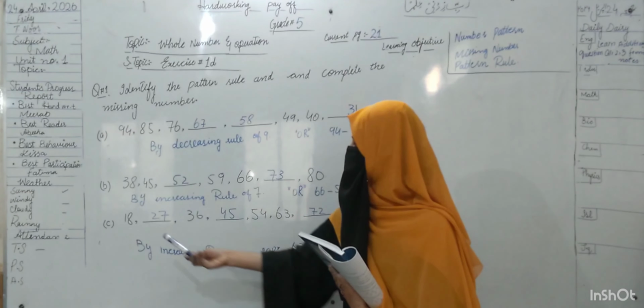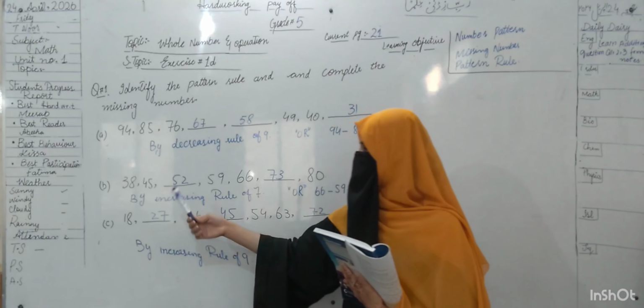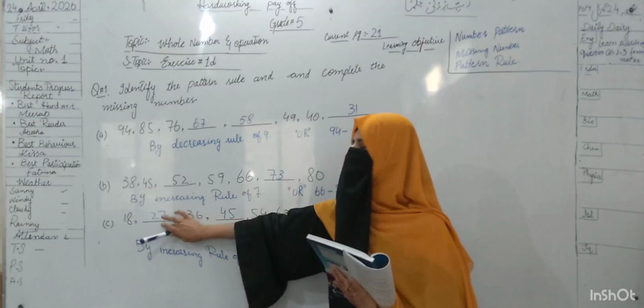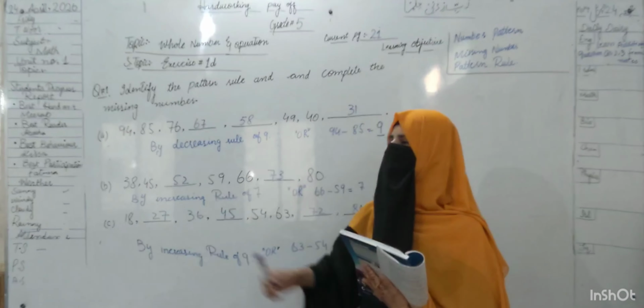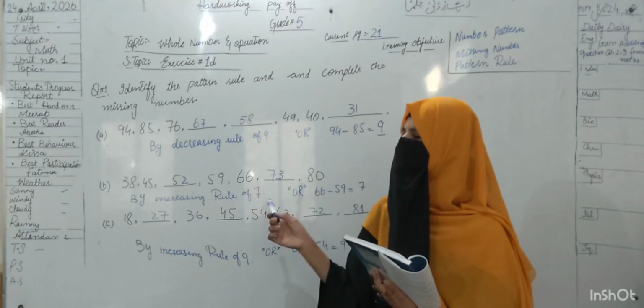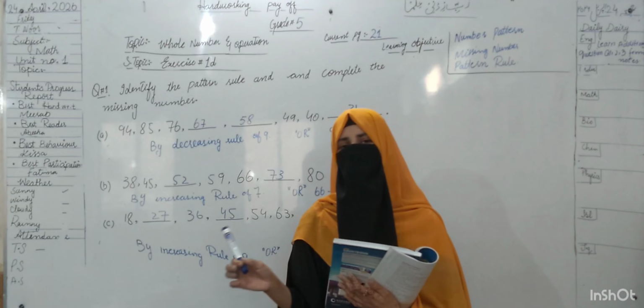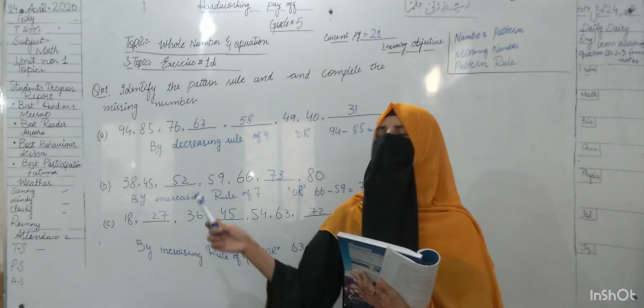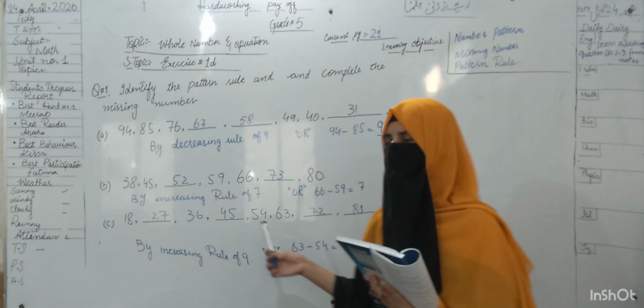Look at question number C. They say to find out its rule. Students, look, the number is 18. It is a fill in the blank, and the next number is 36. So students, 18 and 36, when you compare both values, it means ascending order and increasing order, smallest to greatest number.